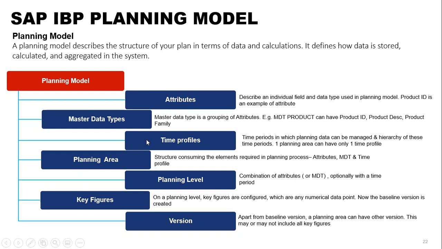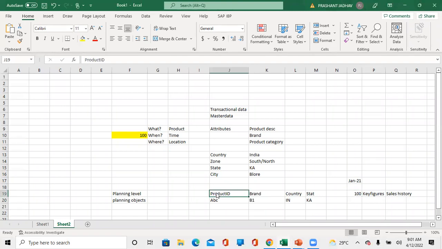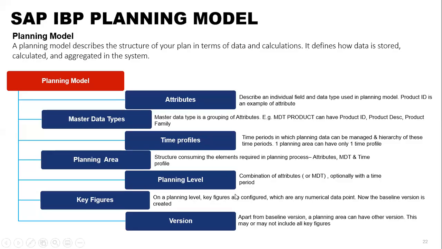Planning level also is needed to define this data. So the next step is you just need to create the planning level. It's a combination of the attributes of the master data type. Once you set up the planning level, against that planning level you are able to create the key figures. Without a planning level, you cannot create the key figure. To define the key figure, the planning level is mandatory. So that is the sequence I have given.